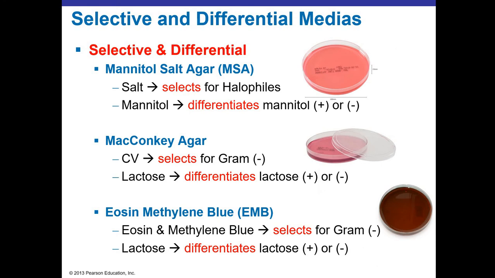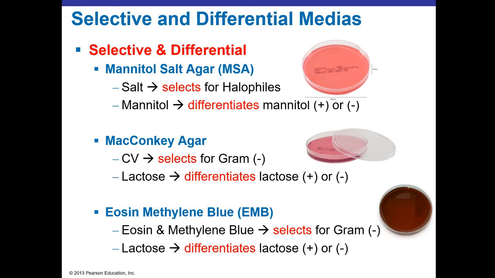So if we put these together, we often utilize the two as one media. So selective and differential medias are very important. We're going to take a look at some commonly used selective and differential medias and talk about things like mannitol salt agar, MSA, in which the salt is the selective agent and selects for halophiles, but then we can incorporate a carbohydrate, in this case mannitol, that is going to allow us to differentiate organisms into mannitol positive or mannitol negative organisms. The mannitol salt agar is kind of this orangish, reddish color.